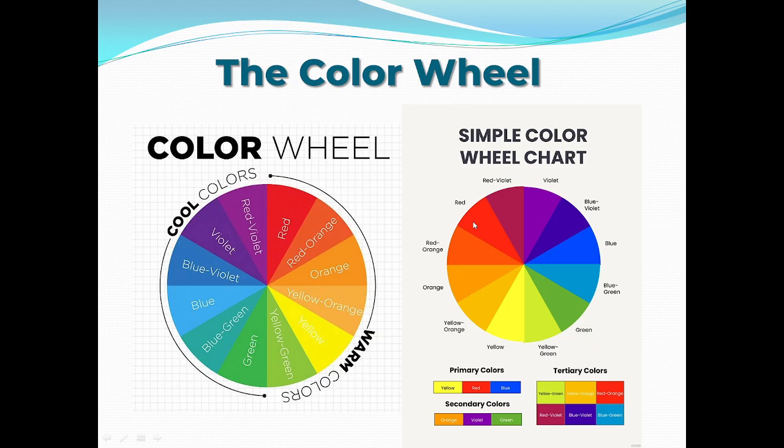You can see the primary colors now: red, blue, yellow. It's giving that Y shape. You can also see the secondary colors: green, purple, what we also call violet, and orange. And you can also see the tertiary colors.